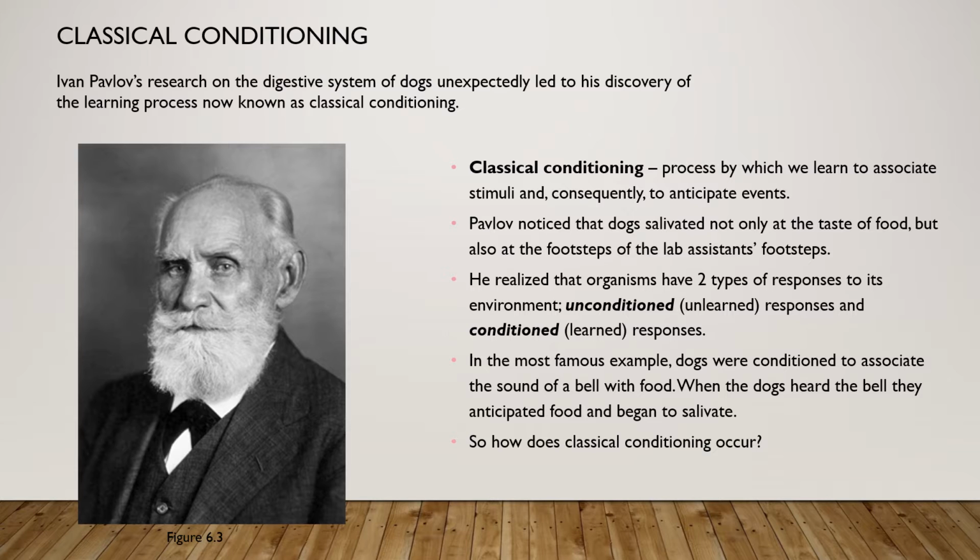In the most famous example that you read about in your textbook, dogs were conditioned to associate the sound of a bell with food. So when the dogs heard the bell, they anticipated food and they began to salivate. So they were associating the bell with food. The bell became a stimulus in the environment that caused a response that was not natural. This response to a bell, the response of salivation, is not something that dogs are born doing. So they learned this association. This goes back to what we just talked about a moment ago in associative learning.